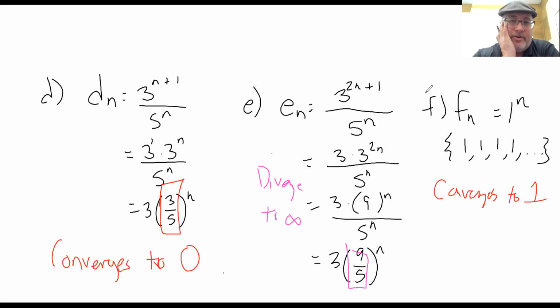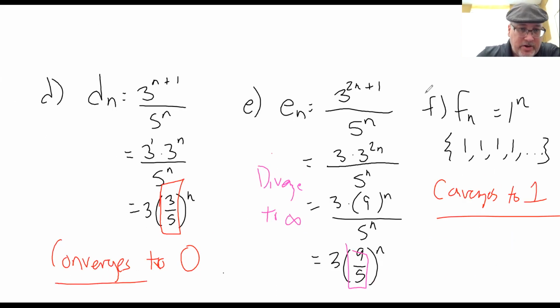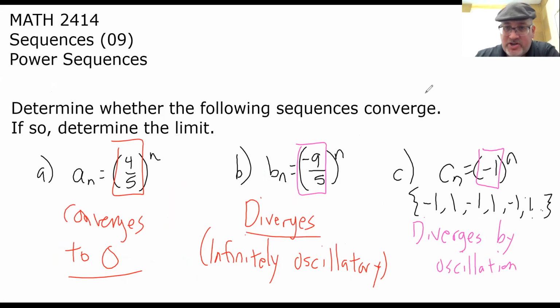So let's review the different types of things that happened here. Our base was 1, we got convergence to 1. Twice, we got convergence to 0, here and here. And 3 times we got divergence. We got divergence here when the base was 9/5, divergence here when the base was negative 9/5, and divergence here when the base was negative 1.